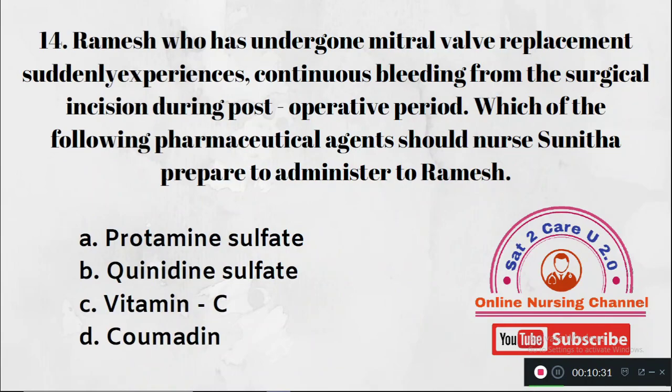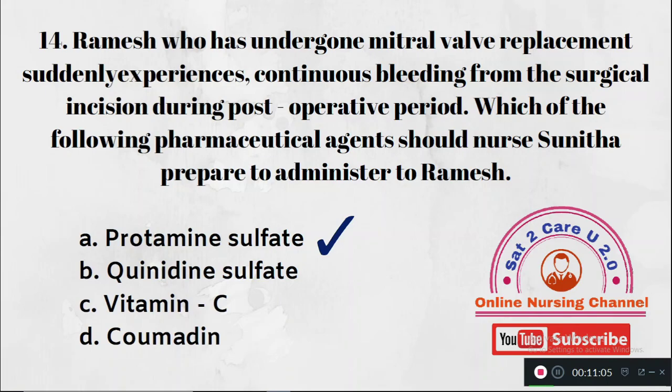Which of the following pharmaceutical agents should Nurse Sunita prepare to administer to Ramesh? Option A, protamine sulfate. Option B, quinidine sulfate. C, vitamin C. Option D, codeine. So for a client with mitral valve replacement who is having continuous bleeding in the postoperative period, the pharmaceutical agent to be administered will be protamine sulfate.